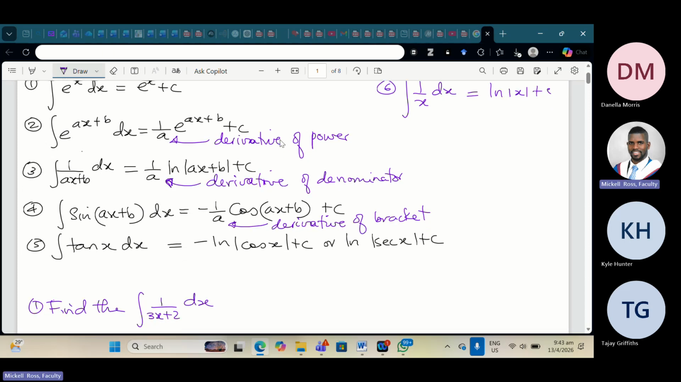So we're asked to find the integral of this function. So if we differentiate the denominator here, we're just going to be left with 3. So it's going to be 1 over 3 ln of the denominator.